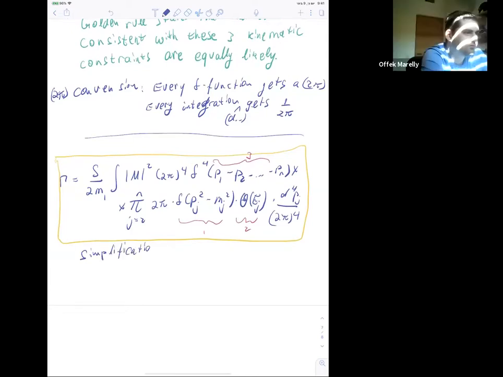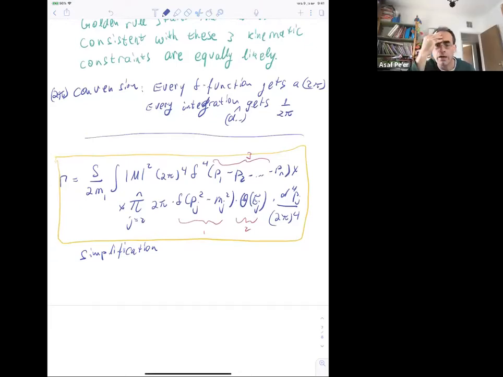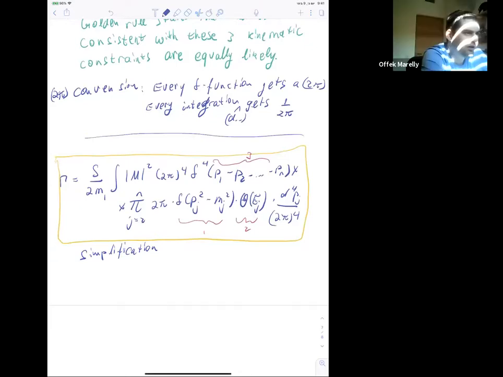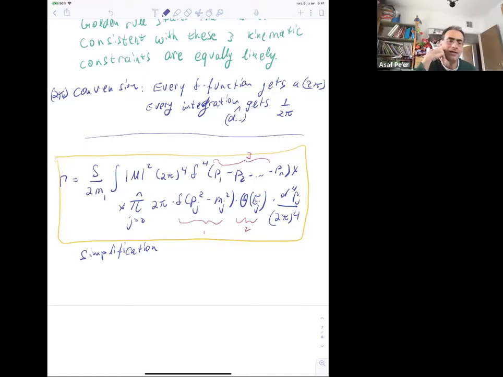Asaf? Yeah, and one question. You said that all the decays are equally likely. But in the PDG that you gave us to look at in the homework, it talks about decays that are very common and some that are almost non-existent. So how does that work? No, what I mean is that all decay channels are equally likely.